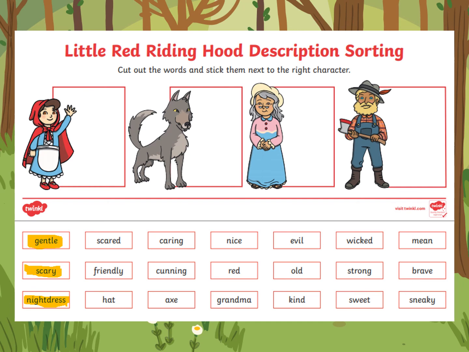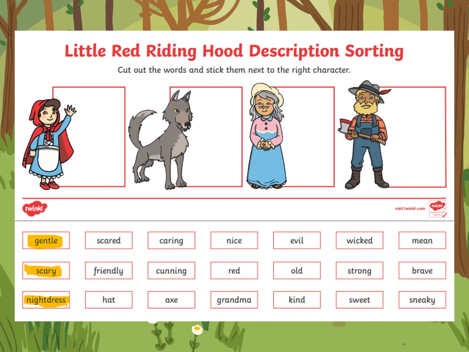But there's definitely one character that wears a night dress, and actually you could possibly say there was 2 characters that wear a night dress. Yeah, I think Grandma wears a night dress because we know that then the wolf steals the night dress to put on when Little Red Riding Hood comes round to the house. So you could put that word next to either of those 2 characters.